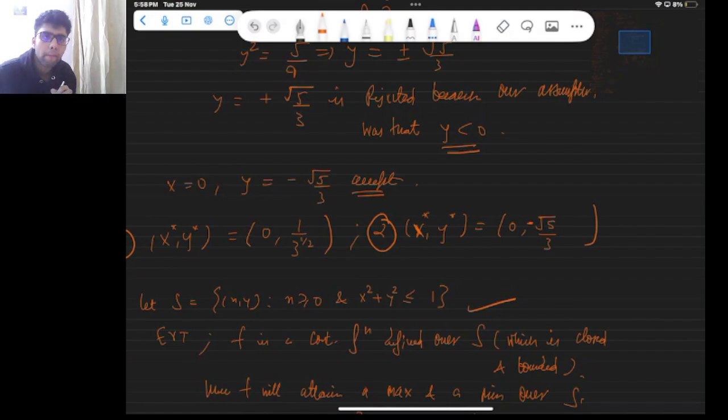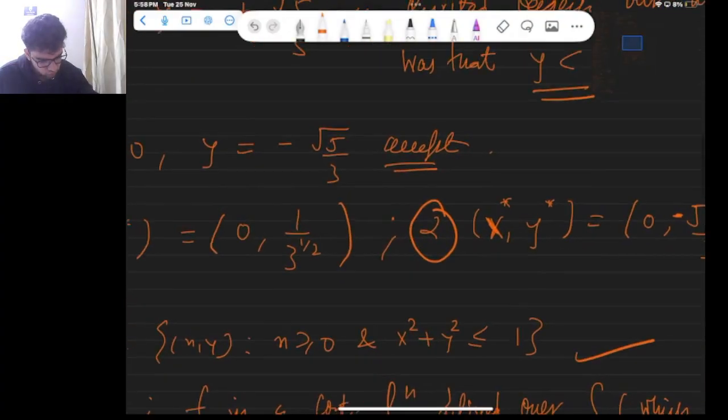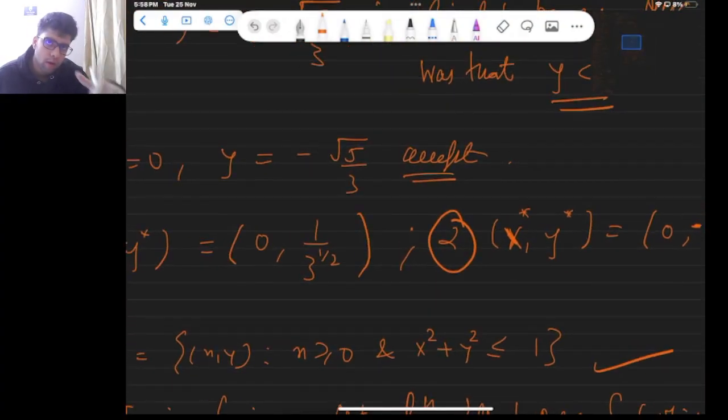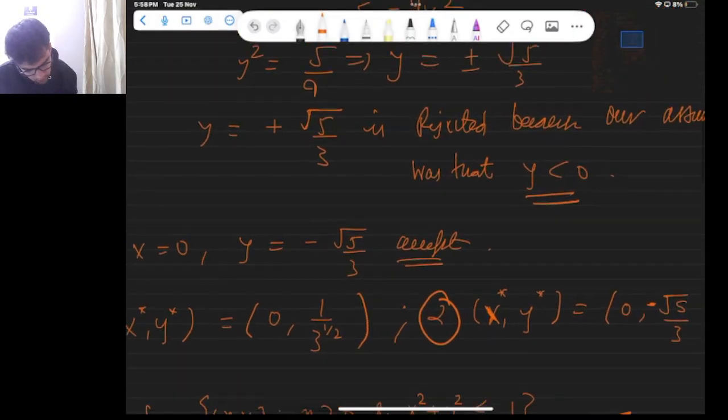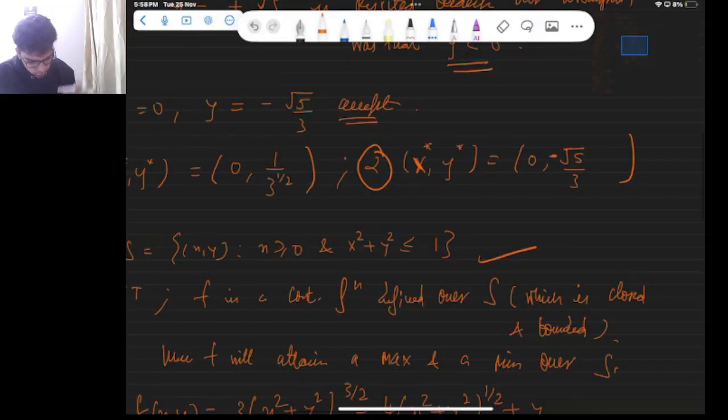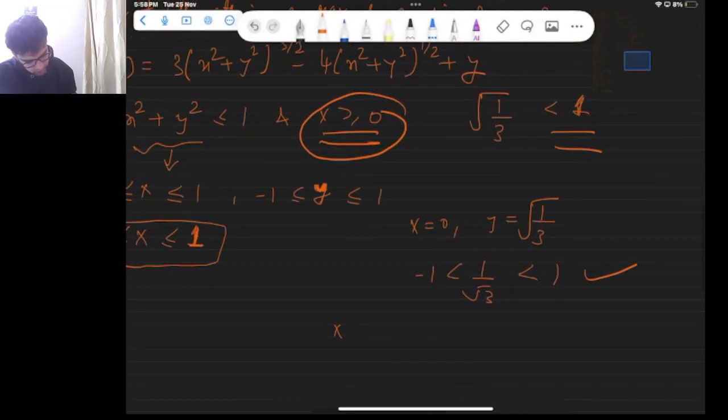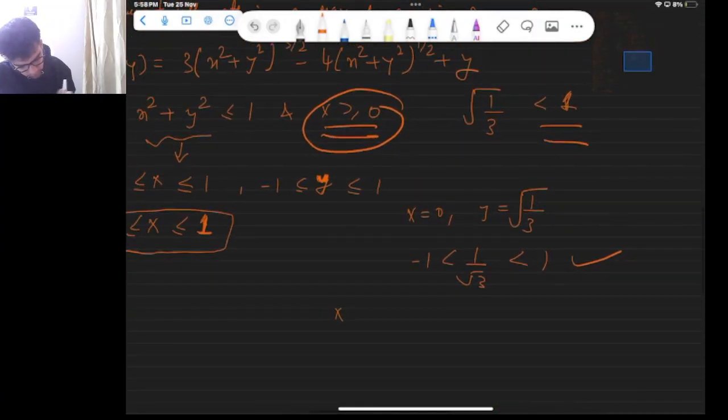So y should be negative root 5 upon 3, right? Yeah, so I've corrected myself now. I'm so sorry. Now let us move on. This is absolutely clear. Now x is equal to 0 again in the second point, and y was negative root 5 upon 3.